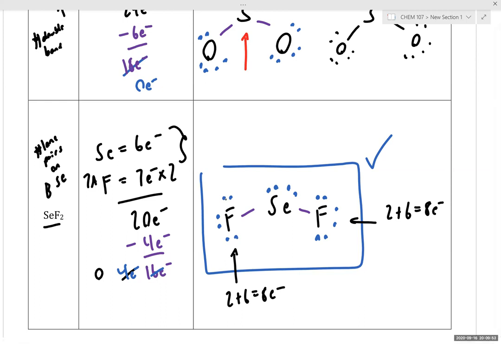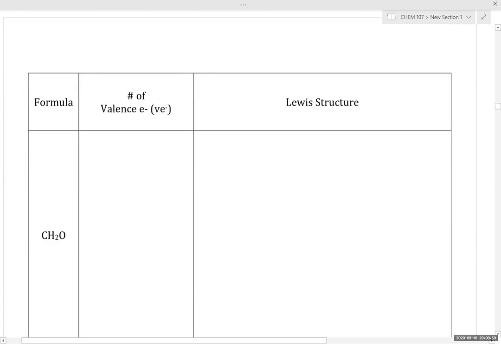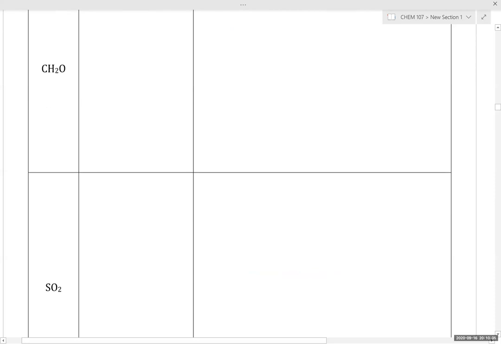Okay, let's do a few more. Let's do another example, and let's see if that can help clarify it. So let's look at the following 2 structures. The first is formaldehyde, and the second is sulfur dioxide. And let's try to draw valid Lewis structures for these 2 molecules.